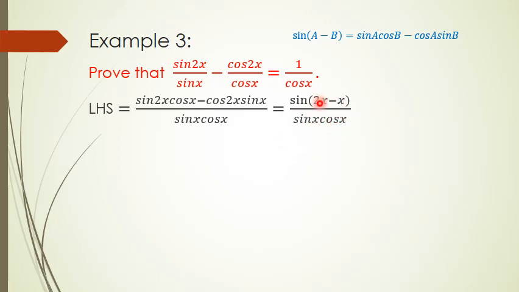Now these are like terms and they can be simplified. So 2x minus x is x. So that's sine x over sine x cos x. The sine x cancel. Sine x into sine x is 1. And then we finally remain with 1 over cos x, which is equal to the right hand side.